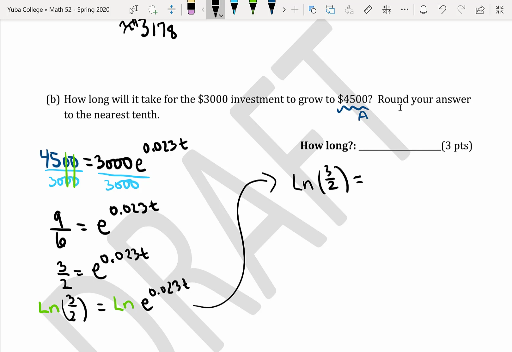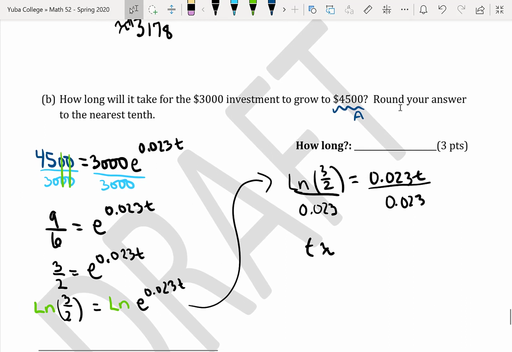Rounding to the nearest tenth. So you're going to do the natural log, 3 divided by 2, close your parentheses, divided by 0.023. So this gives me 17.62, but to the tenths, that 2 keeps the 6 the same. Seems like a long time. We can always check it, just because that to me seems like a long time.